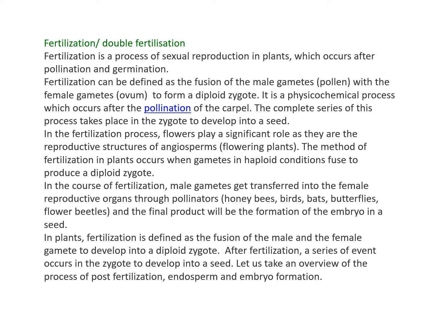The process of transferring pollen grains from the stamen to the carpel, from the male part to the female part, is known as pollination. In the fertilization process, flowers play a significant role because they contain both parts, male and female. Fertilization in plants occurs when gametes in haploid condition fuse to produce a diploid zygote.